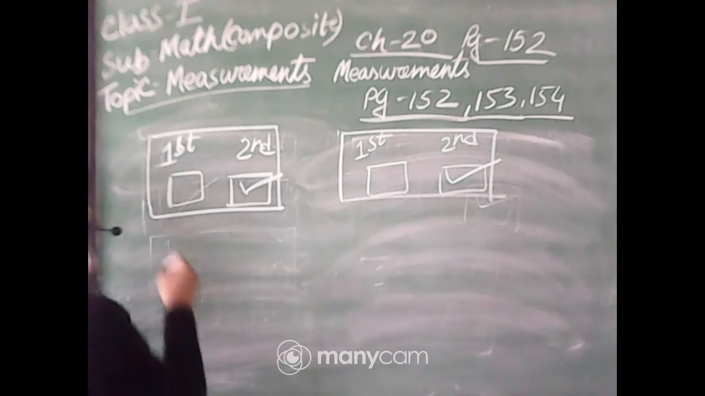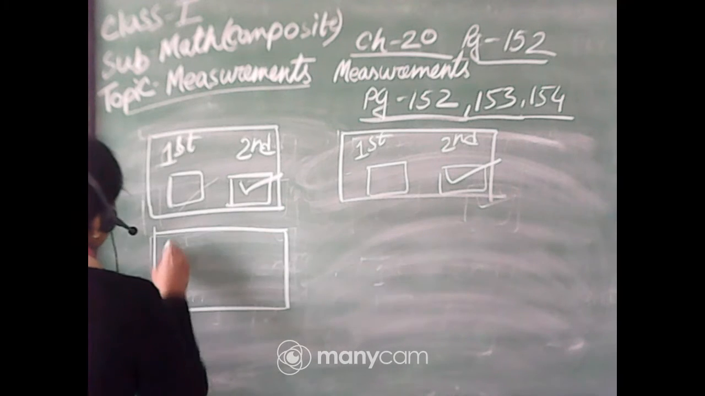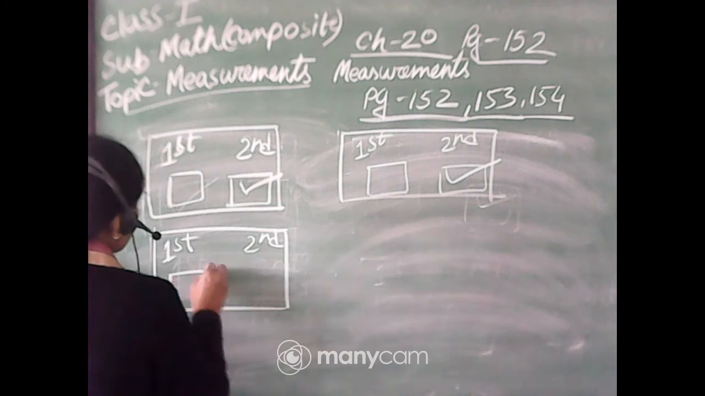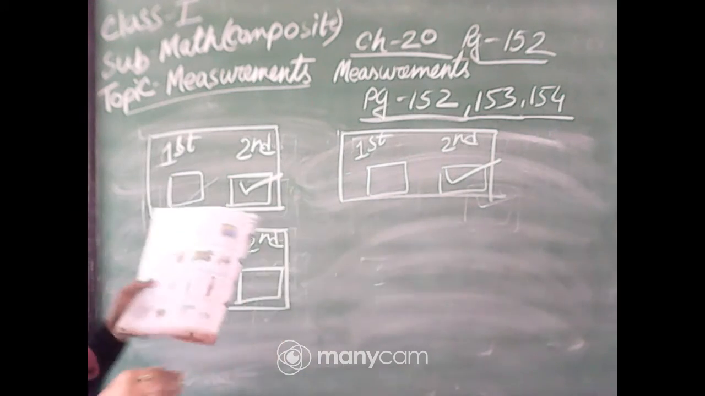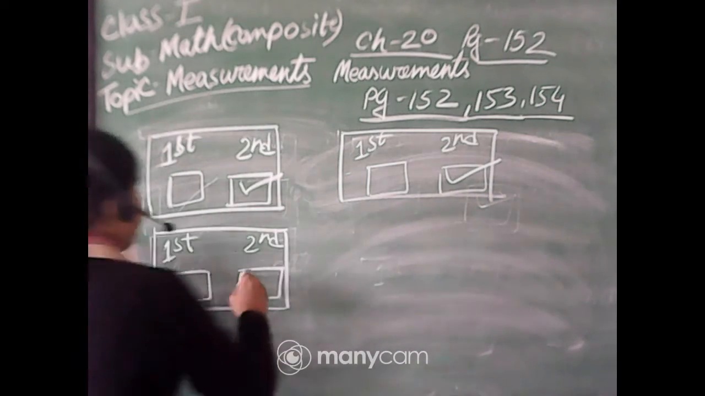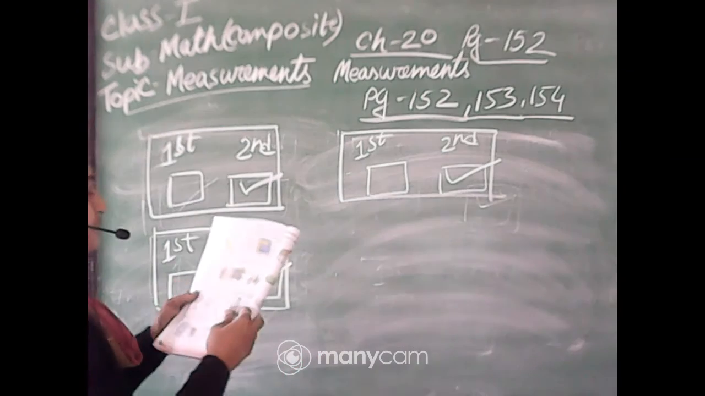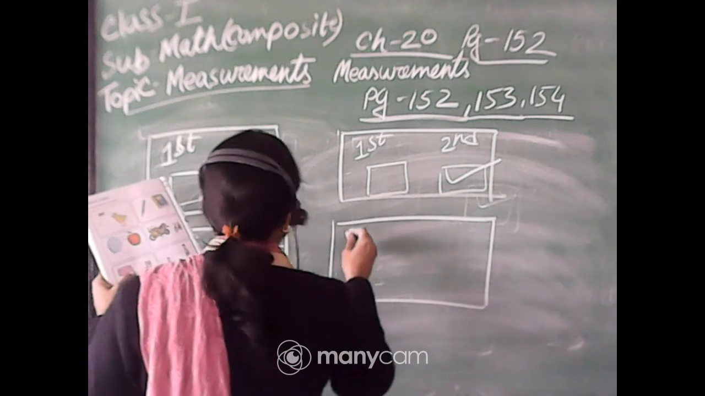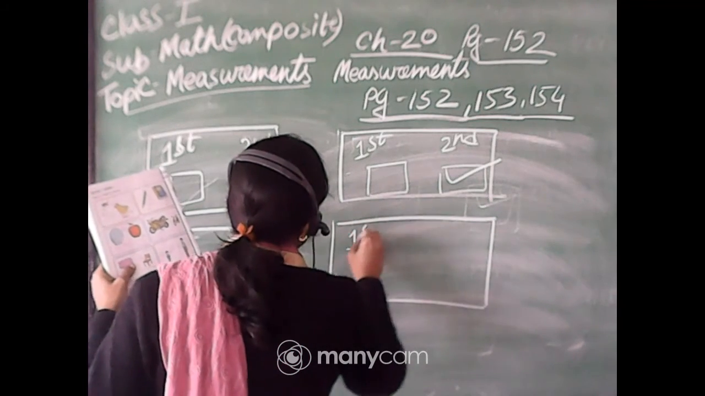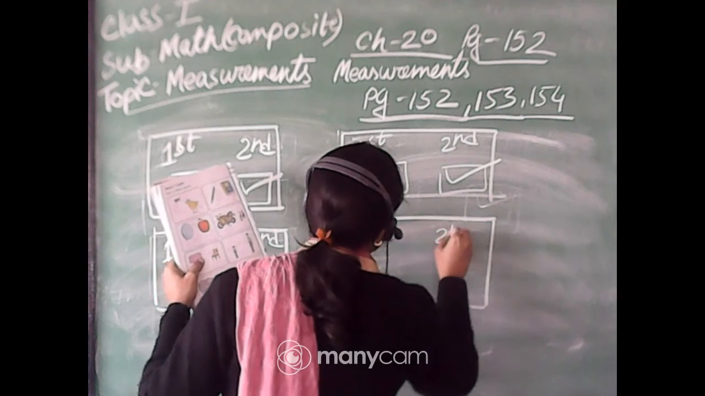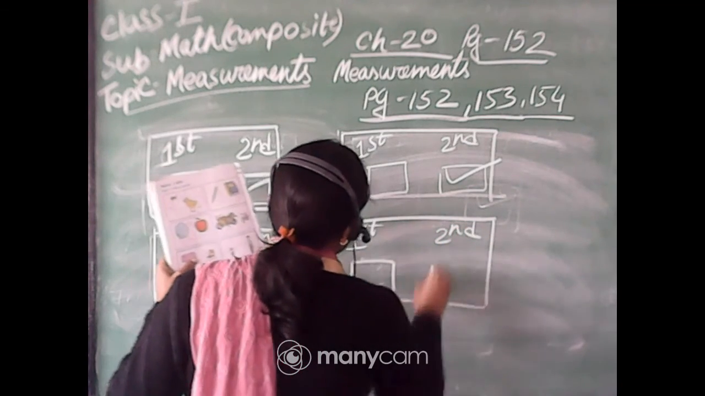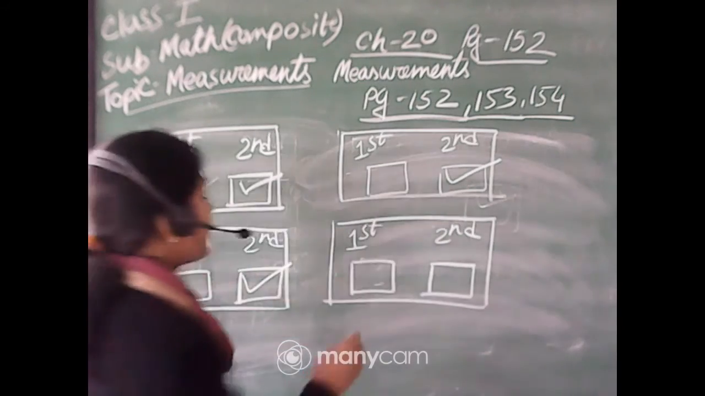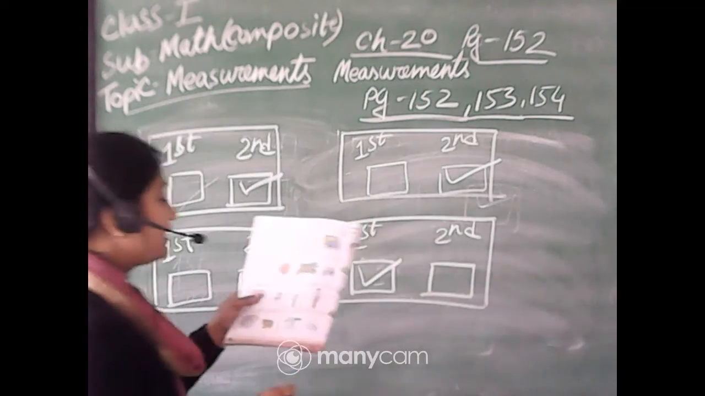Now next, balloon and apple. First picture is balloon and second picture is apple. So please tick which is heavier, balloon or apple. You all know apple is heavier than balloon. Next, motorcycle and bicycle. First one is motorcycle and second one is bicycle. Which one is heavier? Motorcycle is heavier than bicycle.